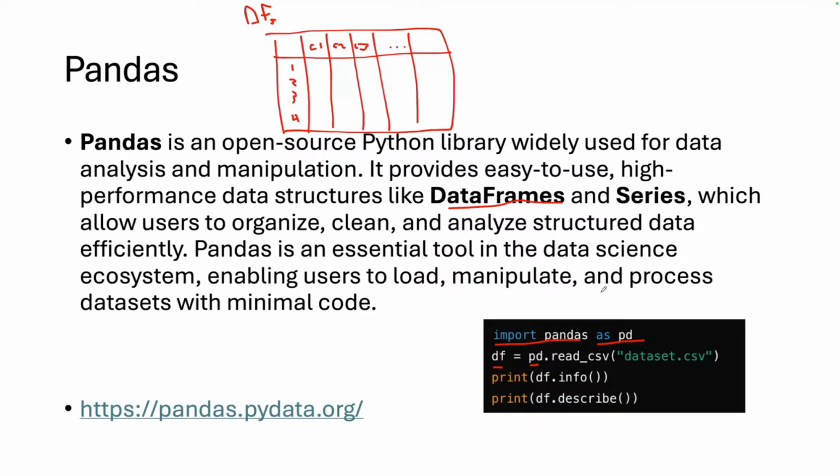The most core element of pandas is its data frames, which are made up of series. Each column here is a series, for example. That was terrible handwriting, sorry. I was supposed to say series. Which allows us to clean, structure, organize our data really efficiently.